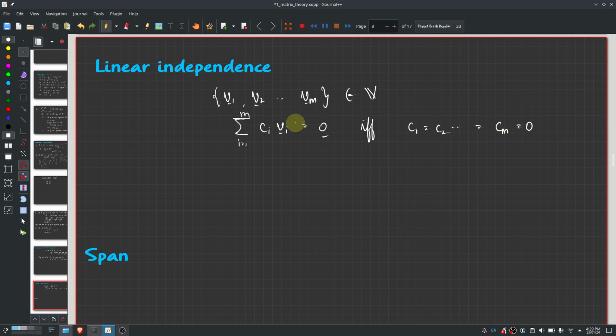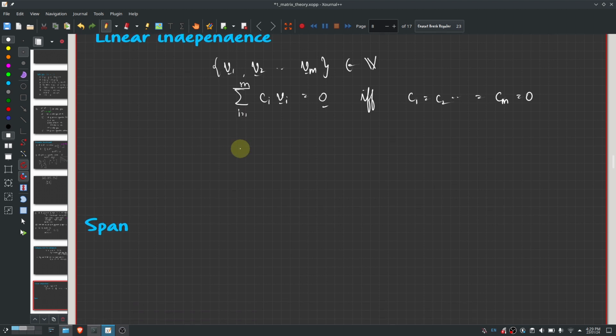So any non-zero linear combination of these vectors will always give you a non-zero vector. Correct. And if it is possible to find some non-zero linear combination of these vectors resulting in a 0 vector, then they're said to be linearly dependent. Correct. And what do you mean by the span of some subset of vectors? The set of all possible linear combinations of any subset of vectors is called the span.